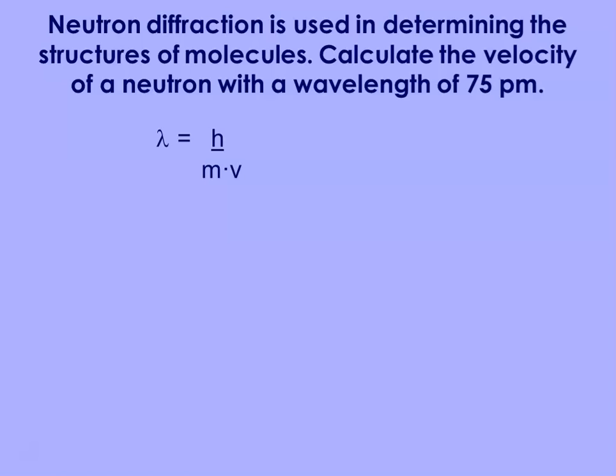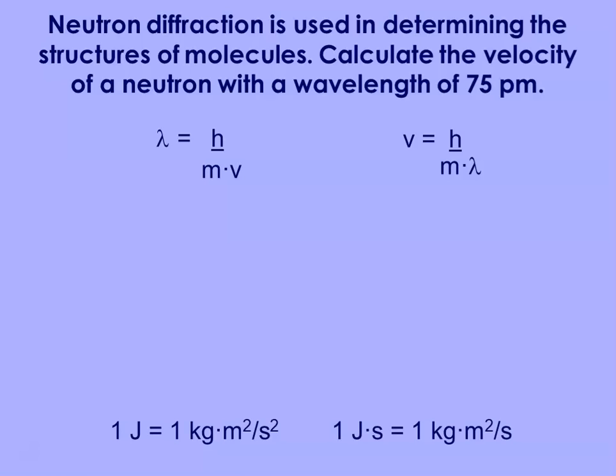We want to find velocity, so if we rearrange this equation, velocity is equal to h over m times your wavelength. We know what Planck's constant is, and we know that a joule is kilograms meters squared per second squared. And since Planck's constant is joules times seconds, if we write that using the individual units, our h would be 6.626 times 10 to the negative 34th kilograms times meters squared per second.